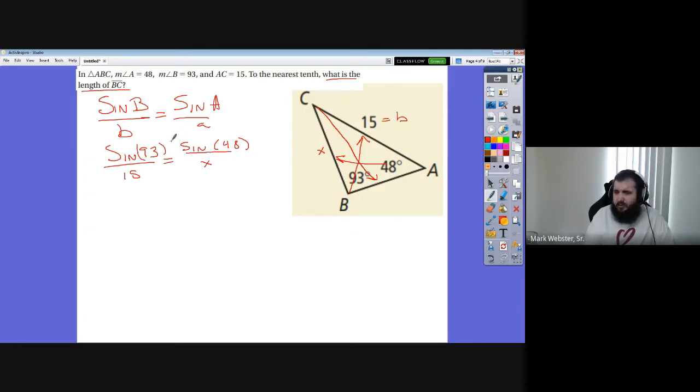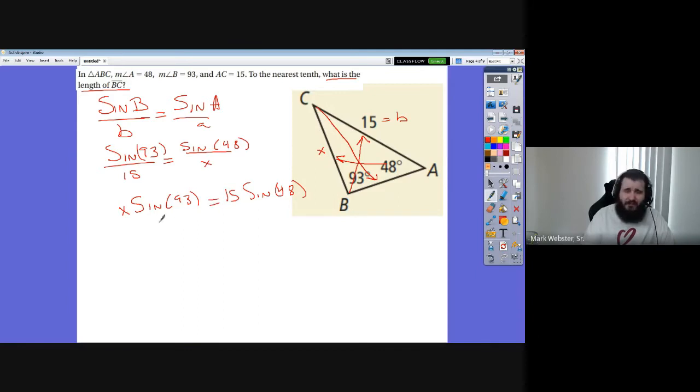Now, I'm spending a lot of time going through this and talking you through it. This should take you all of like 45 seconds to do completely, right? Cross multiply and divide. X times the sine of 93 equals 15 times the sine of 48.